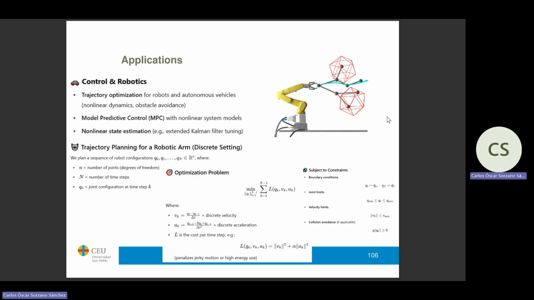For instance, in robotics, these nonlinear problems also appear. Let's say that you have a number of obstacles, and you have some robotic arm that has some joints, and then you have to define which is the path that, for instance, is minimizing this thing. So here we have the velocity and the acceleration.